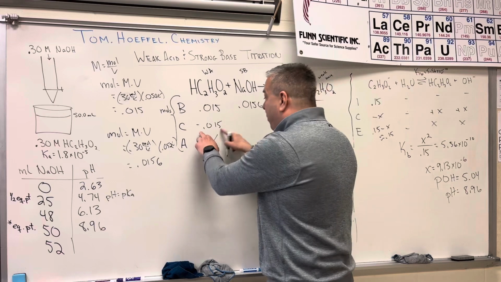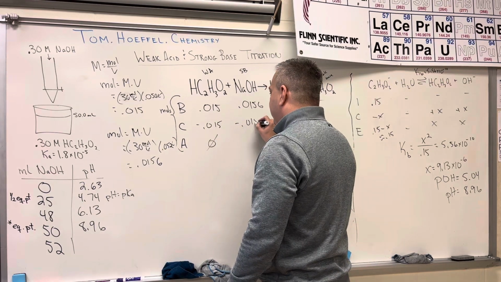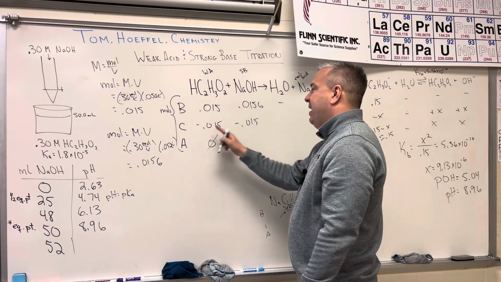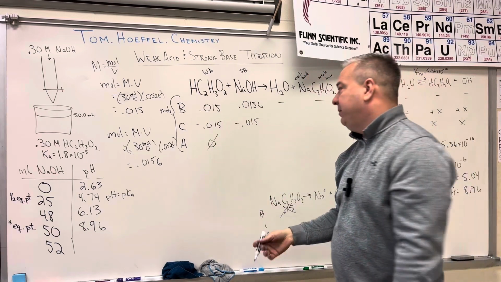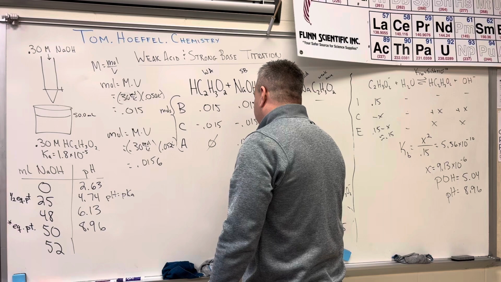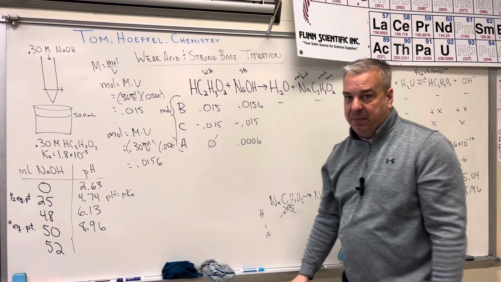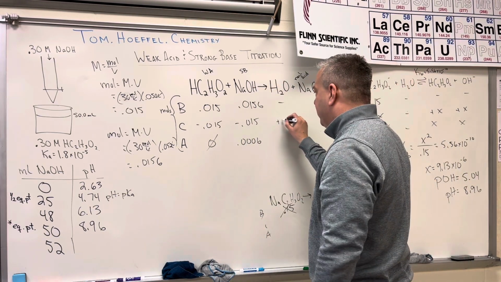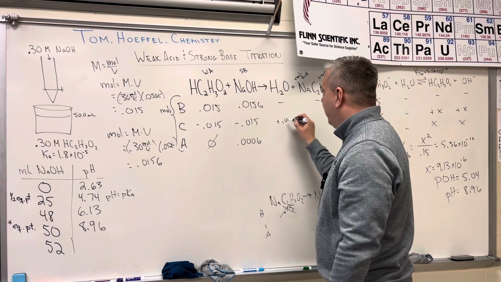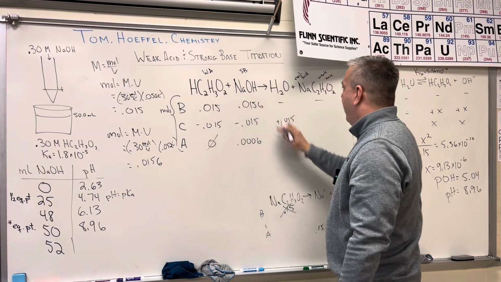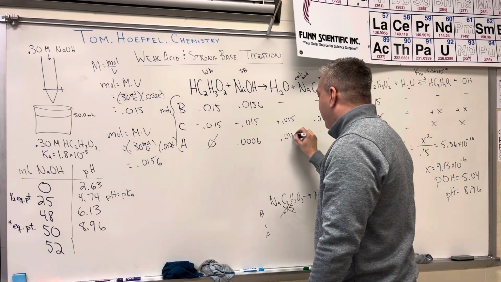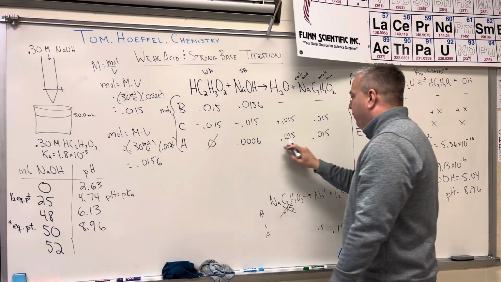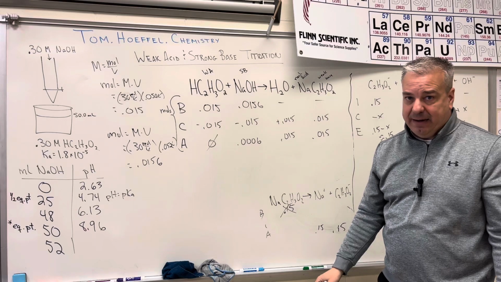Now, if I know 0.015 of the acid reacts, then because of the 1-to-1 ratio, the same amount of sodium hydroxide reacts, which is going to leave me with a little bit of strong base. Now remember, that's also going to produce some water, and it's also going to produce some sodium acetate. So we still have these moles of water and sodium acetate.